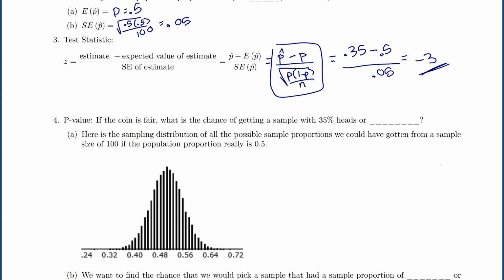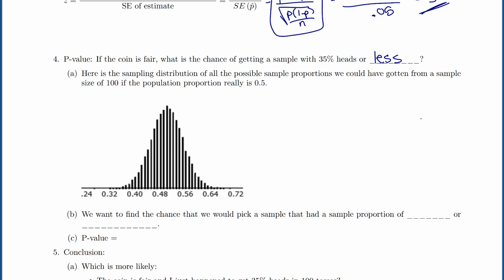Okay, but let's find what's called the p-value, which is that probability. So if the coin is fair, what is the chance of getting a sample with 35% heads or less? We're going to go less this time because less is what would actually be even more extreme, because we thought that we're getting less heads than we were supposed to. So here's my sampling distribution of what I could have gotten. We want to say what's the chance that we could get 0.35 or less, something more extreme, more surprising.